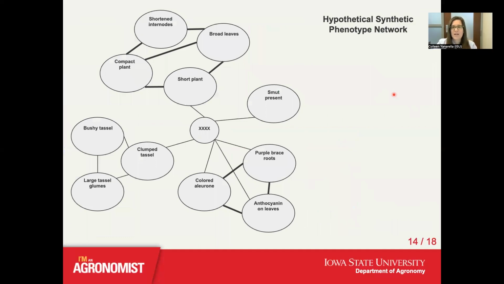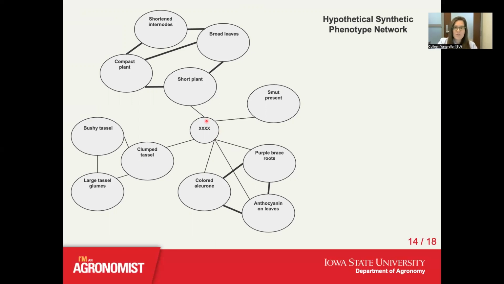An example of a hypothetical synthetic phenotype network would be something like this. On the top, we have short internodes, compact plant, short plant, broad leaves. On the left, we have bushy tassels, large tassel glumes, clump tassels. On the right, we have smut present, and then we have colored aleurone, purple brace roots, and anthocyanin on leaves on the bottom. And there's an X in the center node, which indicates that this network is much bigger than this.